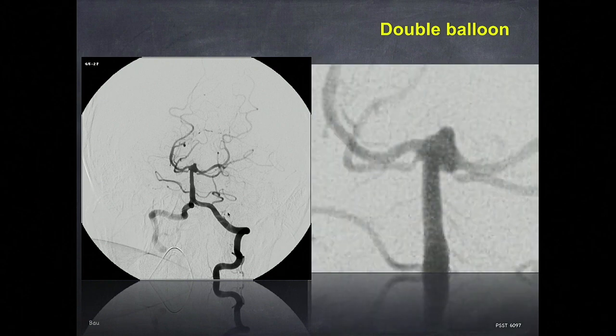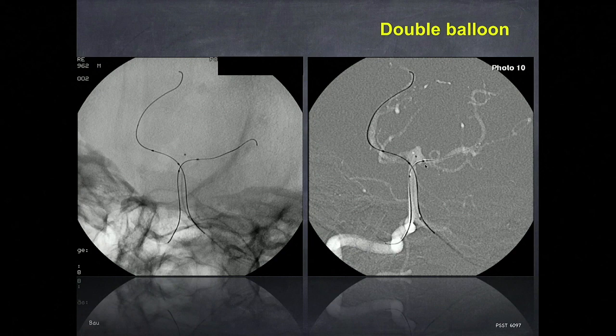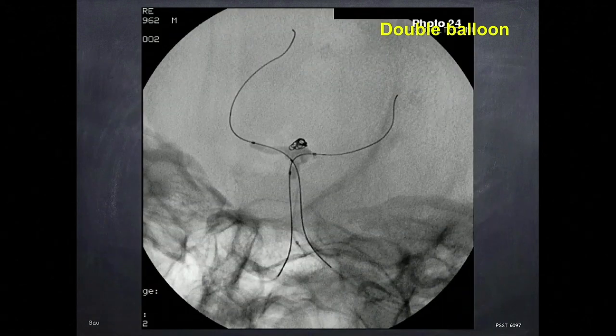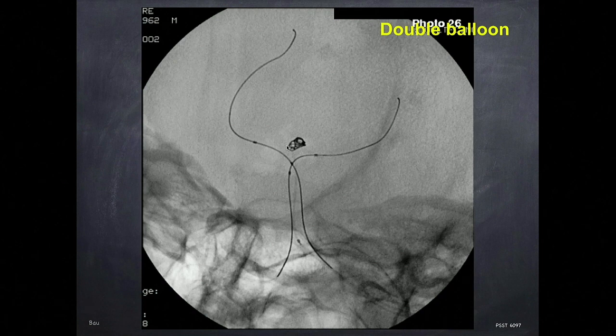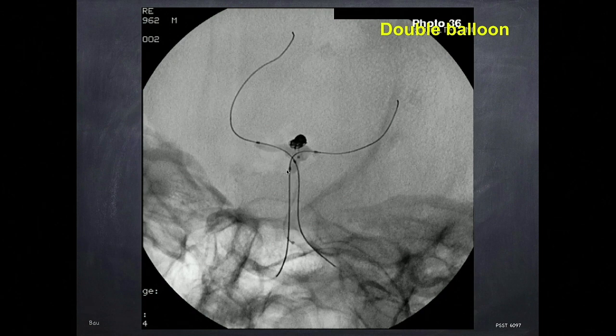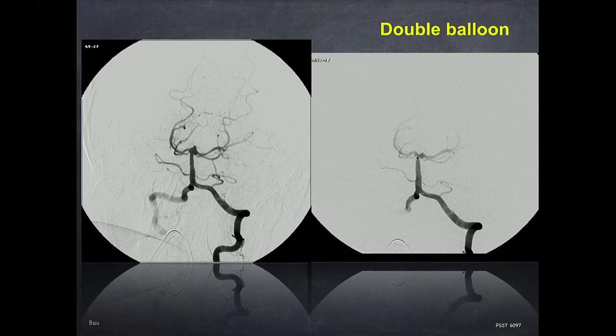So we used this double balloon technique: inflation, placement of a coil, deflation, you check that the basket doesn't move, you detach the coil, and then you fill with very small coils inside, you deflate, and this is the reconstruction of the termination of the basilar artery to occlude the very small bleb, which is responsible for the bleeding.